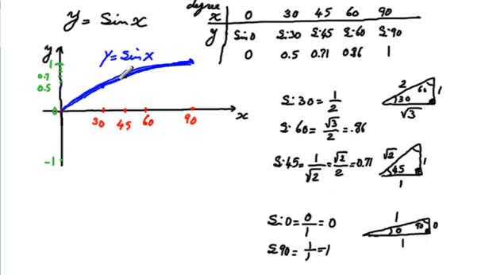Now, the situation becomes more interesting. So let me write this in. This was 0.5. It's radical 2 over 2. This was radical 3 over 2. And this is, of course, just a 1.